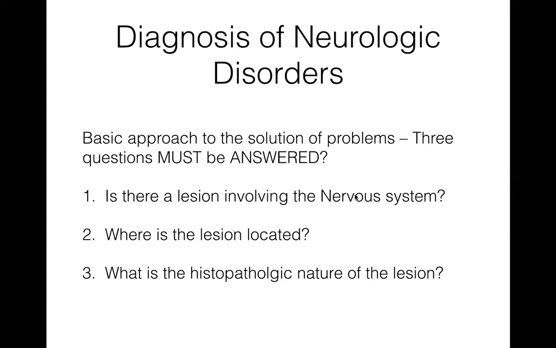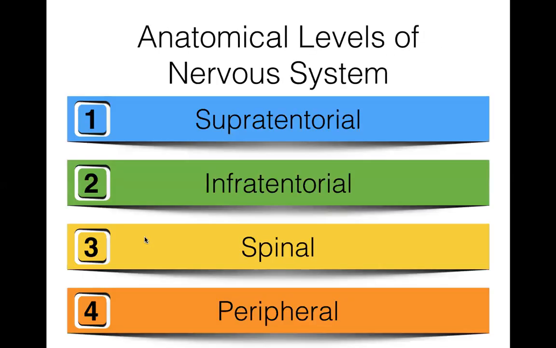If we have already established that the lesion affects the nervous system, we now have to decide where the lesion is located. And finally, once we have established the location of the lesion within the nervous system, we have to decide what is the histopathologic nature of the lesion. To answer question number 2, we can divide the nervous system into 4 major anatomical levels. This would include supratentorial, infratentorial, spinal, and peripheral. So this is where you need to concentrate for this particular part of our lecture.